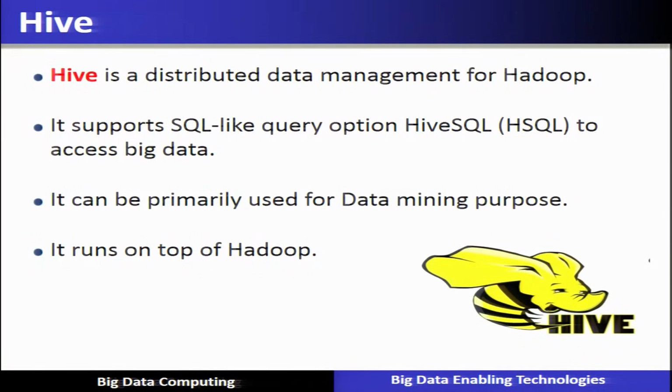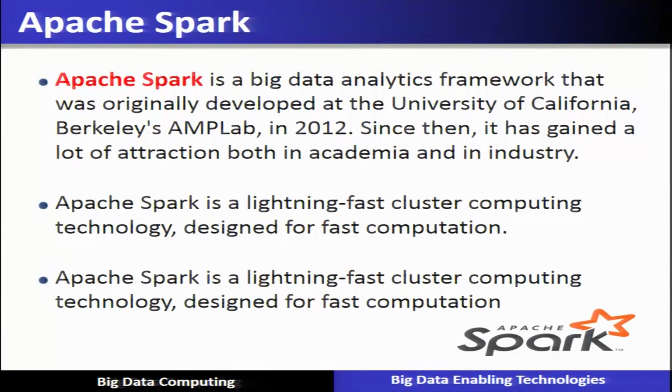And Hive is a distributed data management system for Hadoop, and it supports a SQL-like query option called Hive SQL to access big data, and it is primarily used for data mining purposes. Now we will see Apache Spark. The Apache Spark project runs over HDFS, and this is a big data analytics framework with in-memory computation, so that lightning fast cluster computation is performed.